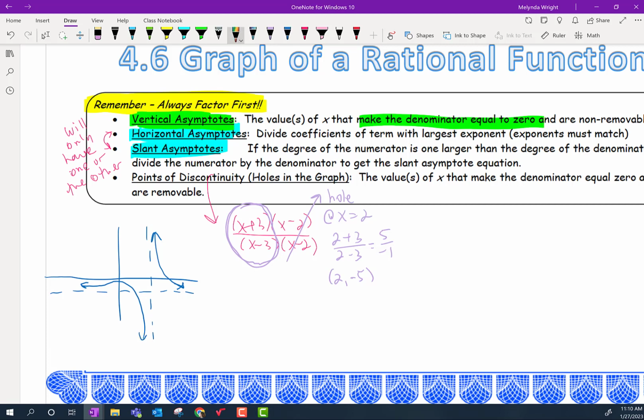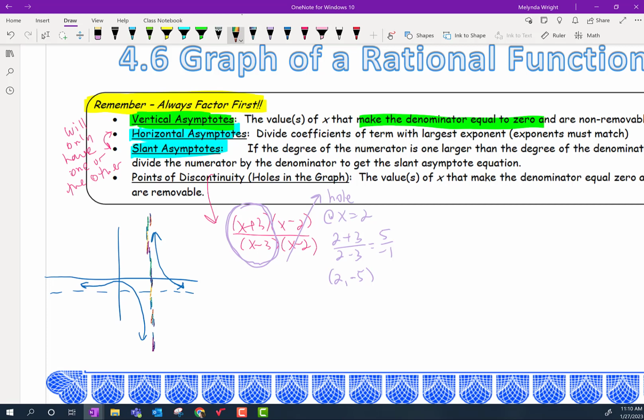The graph can never, ever break through the vertical asymptote. That is like a brick wall. You're not going through that. That's impossible. But it certainly is possible for the graph to break through a horizontal asymptote.